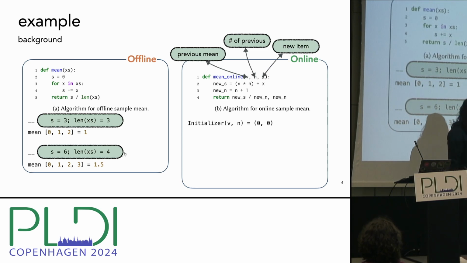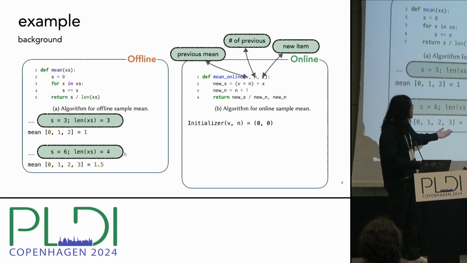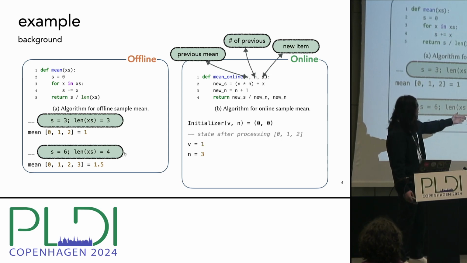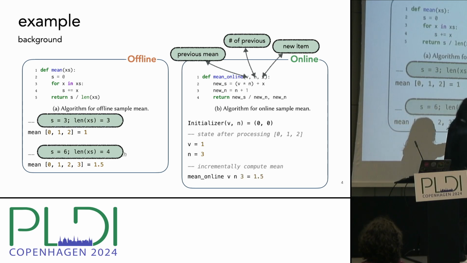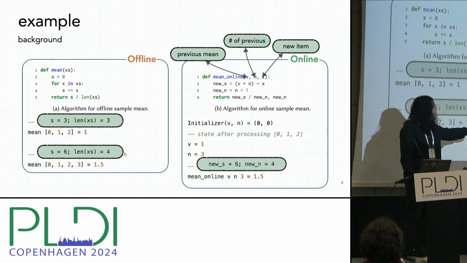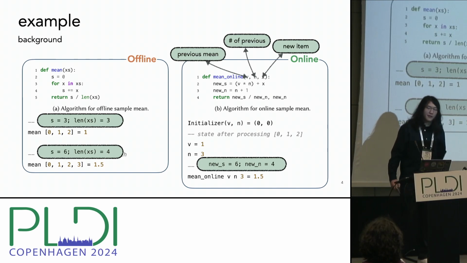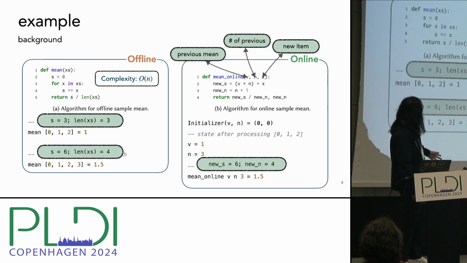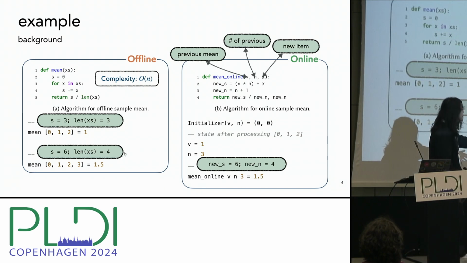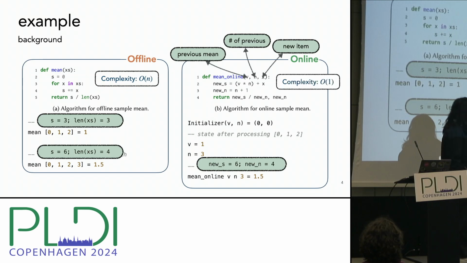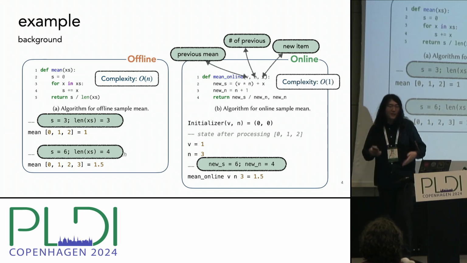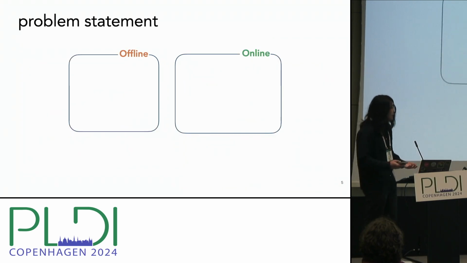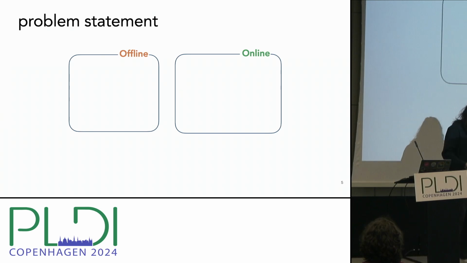The initializer is basically the value of V and N before we have processed any element in the stream. Say that's the state after processing 0, 1, 2. If we want to compute the new mean when adding 3 to the stream, we can do this incrementally by first updating the new S and then the new N. The complexity of the offline algorithm is O of N because it does a linear scan over the list, whereas the online algorithm is O of 1 because we just update one element.